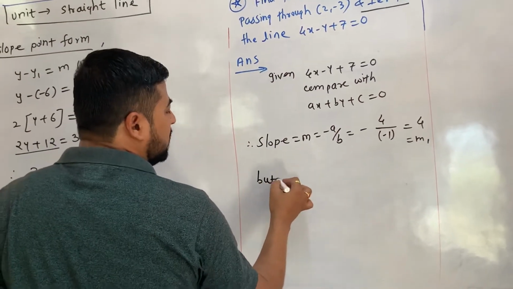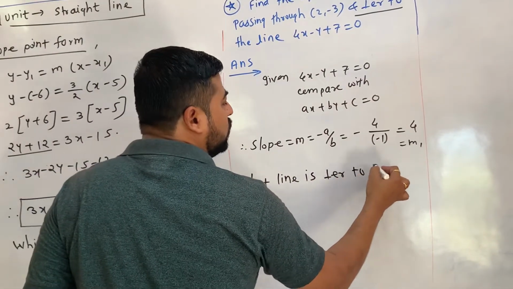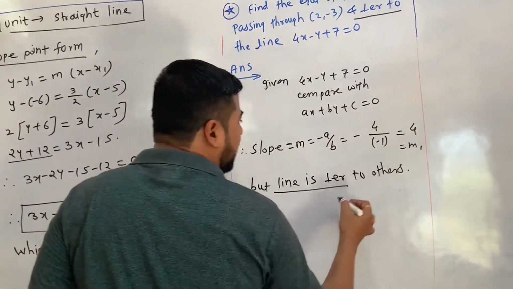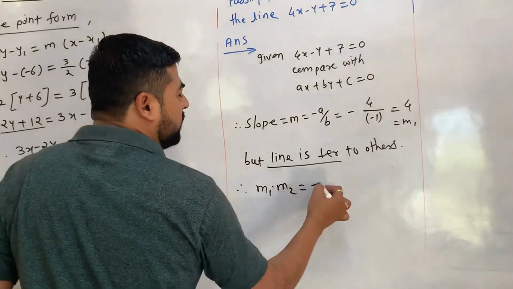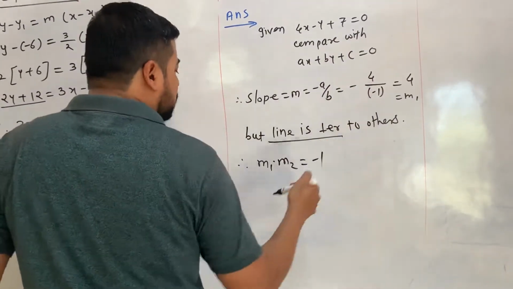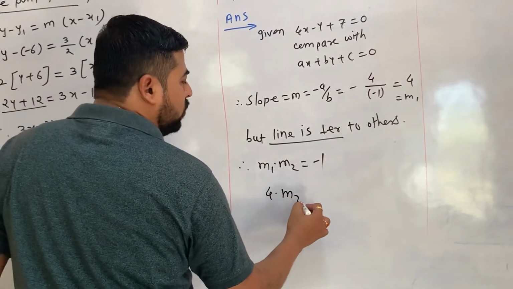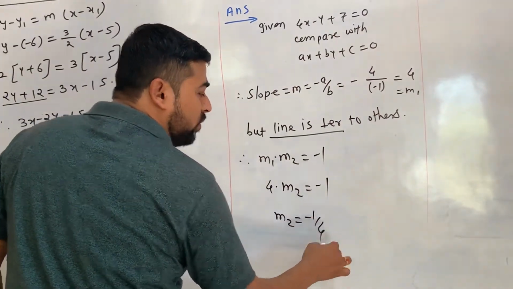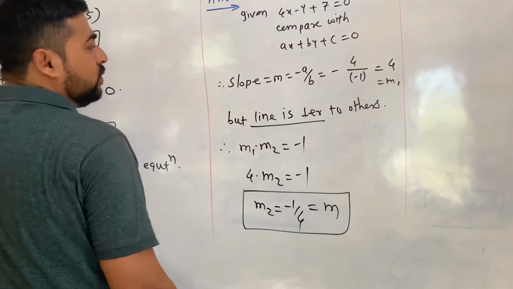The line is perpendicular to the other line, so our rule is m1 into m2 is equal to minus 1. Put the slope m1 value 4: 4 into m2 is equal to minus 1. So m2 is equal to minus 1 by 4. That is our new slope.